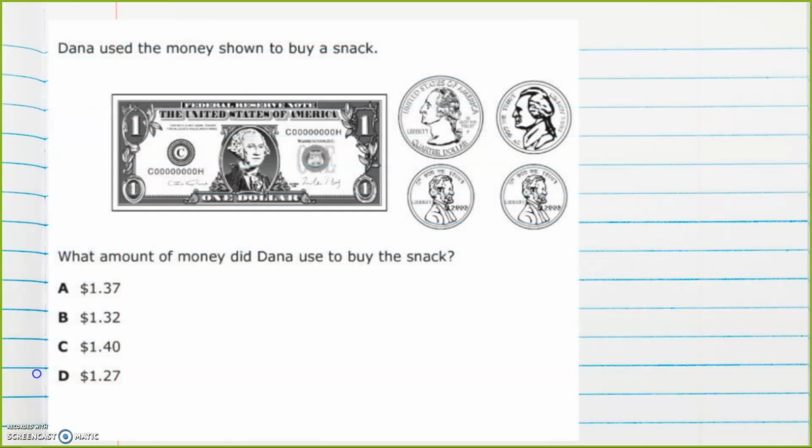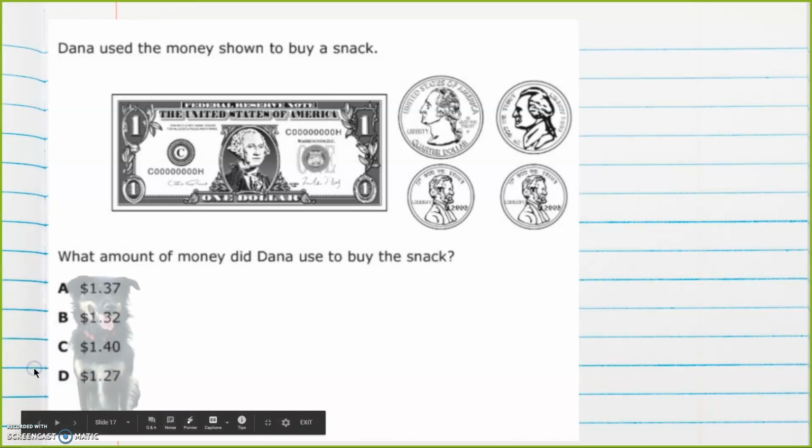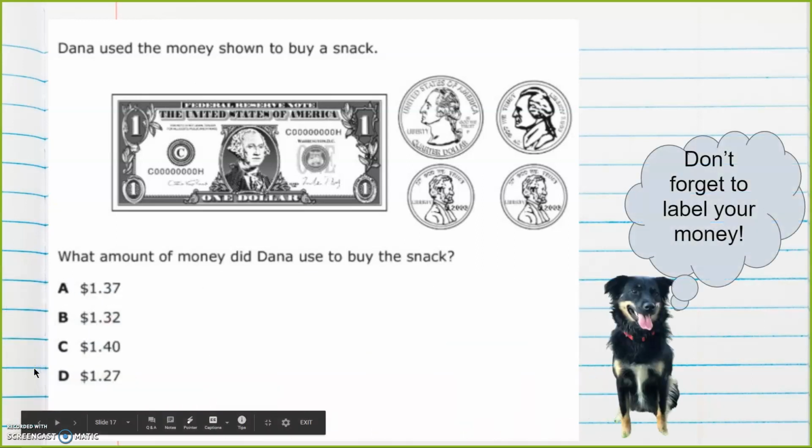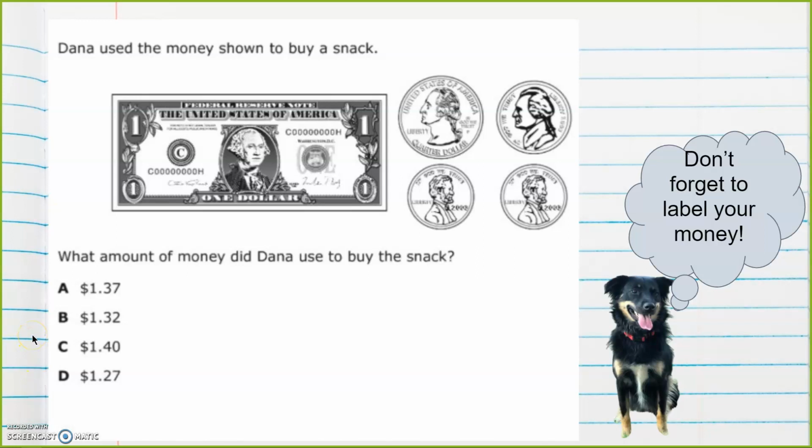Let's go ahead and take a look at our question. Before we read and answer our question, Addie wants to remind y'all of something. Do not forget to label your money. So remember, on money questions, you always need to label your money. Yesterday during our live lesson, we talked about the different ways to label money, and my class's favorite way to do it is by drawing lines. So let's go ahead and do that, and let's read the question.